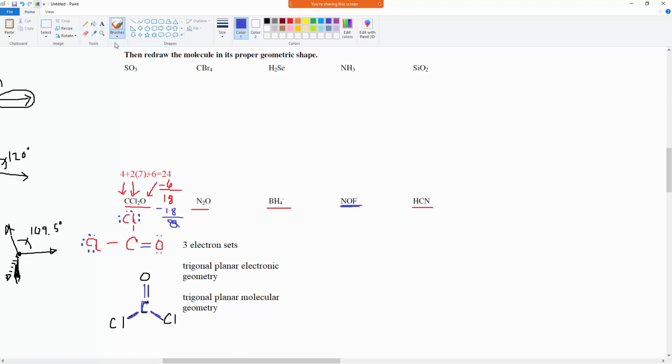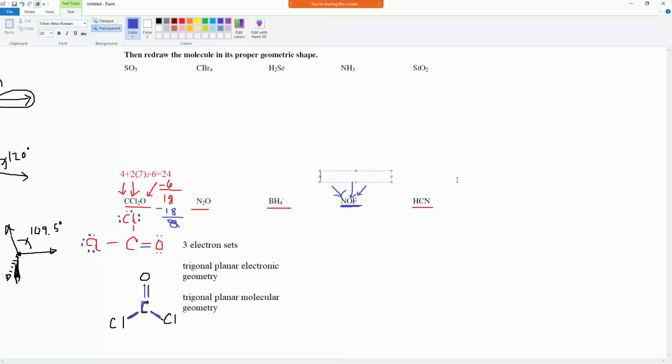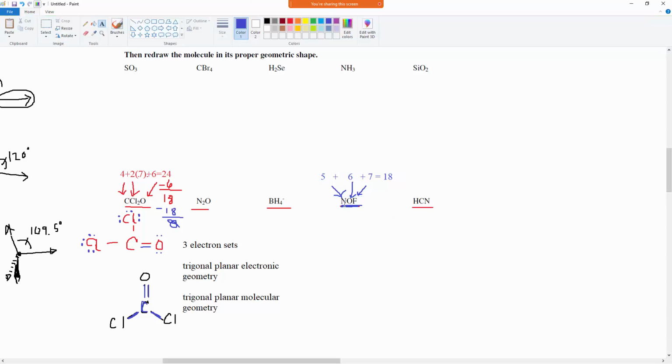All right, if I look at NOF, how many electrons do I get from the nitrogen? How many do I get from the oxygen? How many do you get for the fluorine? What's my total number of valence electrons available here? Right, so I've got 5 from the nitrogen plus 6 from the oxygen plus 7 from the fluorine. That gives me, as Sarah noted, 18 total electrons available for this structure. All right, that's step 1.